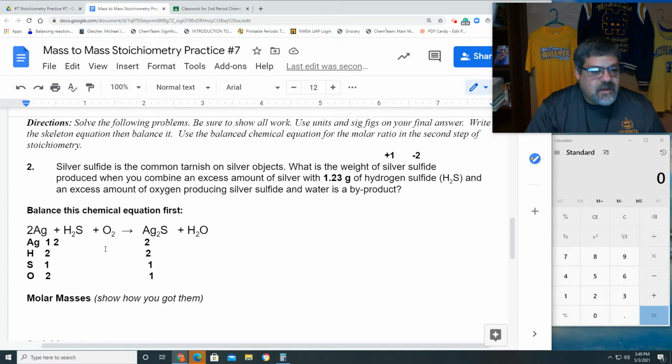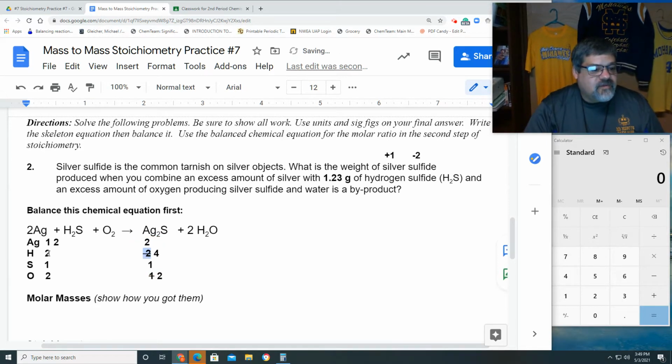No, oxygen's still not balanced. Oh, we got to change oxygen. So how do I get 2? So I got to change this to a 2. Okay, that changes this over here to a 2, but it also changes my hydrogen to a 4. Okay, so we're going to go ahead and get rid of those right there and get rid of this one here.